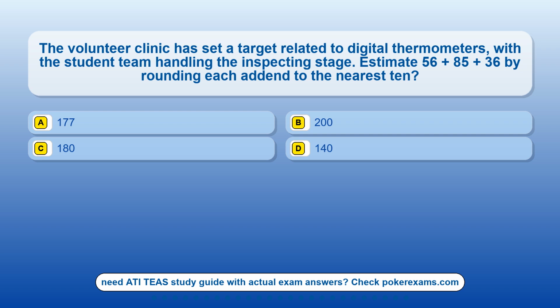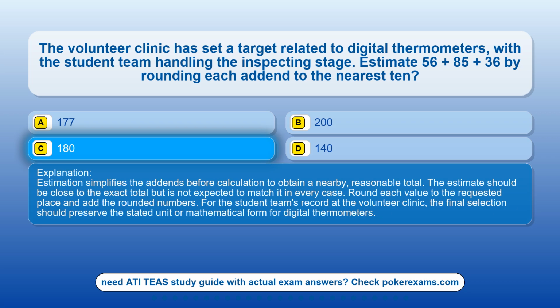Estimate 56 plus 85 plus 36 by rounding each addend to the nearest 10? Option A 177. Option B 200. Option C 180. Option D 140. The correct answer is option C 180.